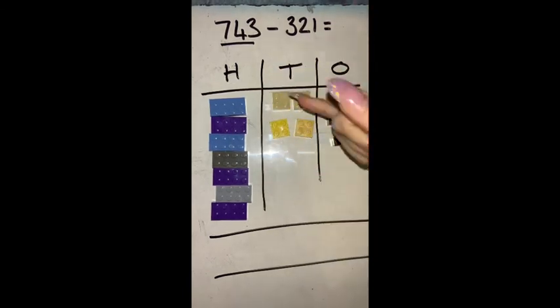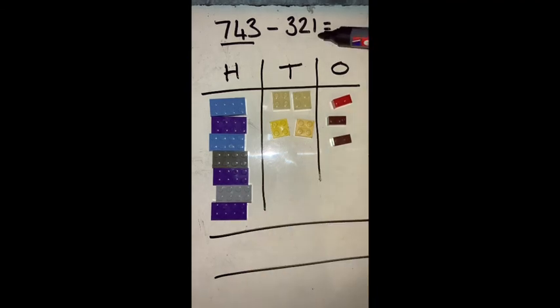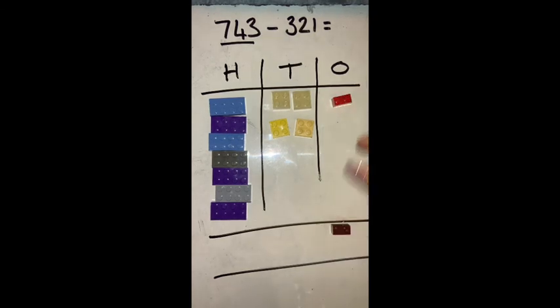Okay, I'm physically now going to take 321 away from what I've just built. I still start with the ones. So I've got 3 in my ones column. Can I take 1 away from 3? Yes, I can. I'm going to move these down here. Now I'm left with 2.